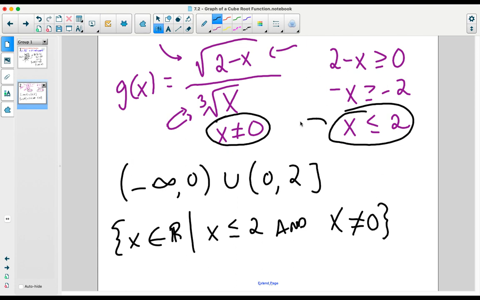So as long as we are careful with combining our two domain calculations, here x not being allowed to be 0, here x needing to be less than or equal to 2, as long as we're careful with the combination of the two of them, we should have no problem writing an expression for the interval notation or the set notation for the domain.